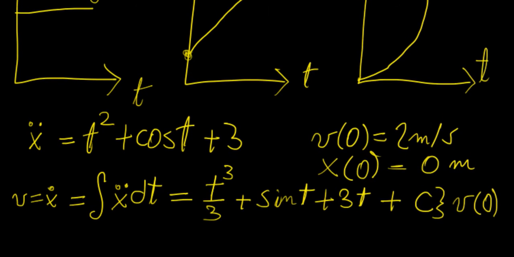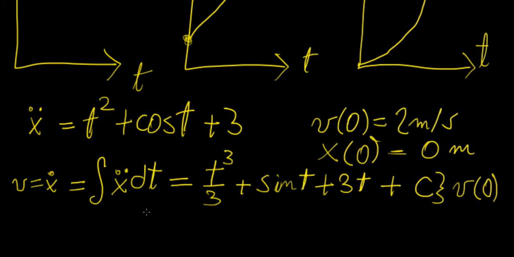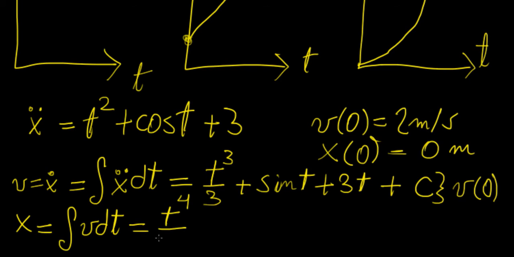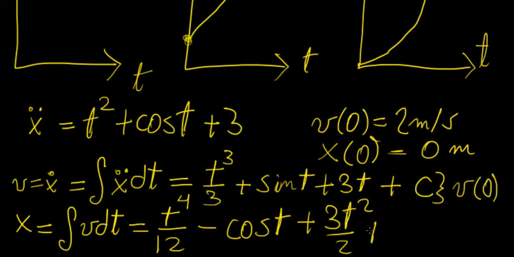And now if we want to get an expression for the displacement of the particle, we can have x equal to the integral of the velocity, which is going to be t to the power 4 over 12 plus, sorry, that should be minus cosine of t plus 3t squared over 2 plus 2t plus another constant, which is going to be the initial displacement, and in this case it's 0, so that's going to be your final function for displacement. So just by having the acceleration in terms of t, we found what the displacement was.